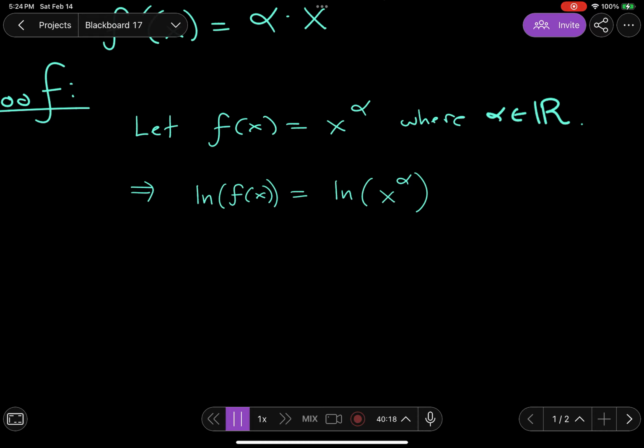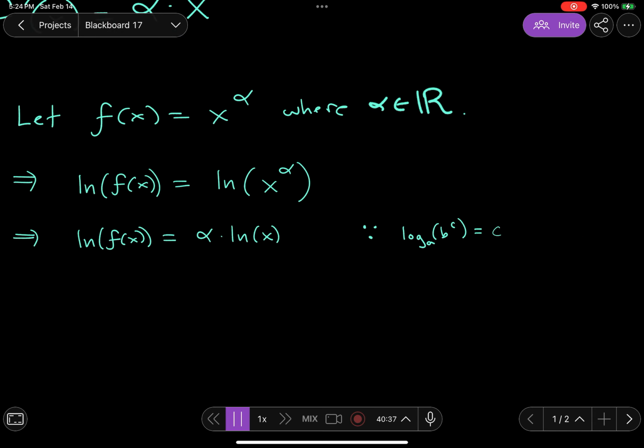So again, no calculus. This implies that the natural log of f of x is equal to alpha times the natural log of x. No calculus. This is because if I have log base a of b to the c, this is equal to, proven in algebra, not a calculus result, c times log base a of b. This c can come out front of the logarithm. So that's all I've done.